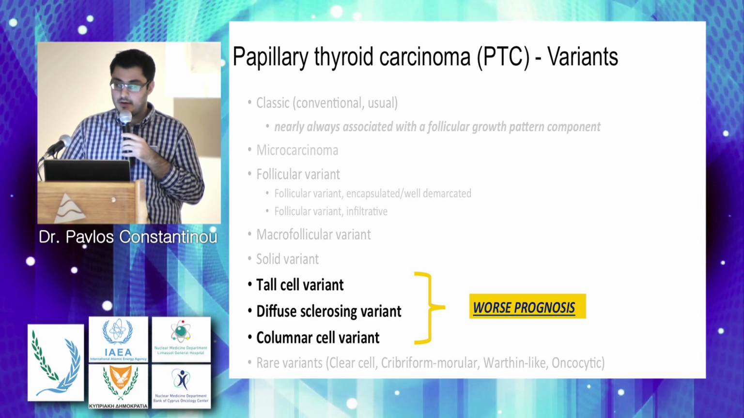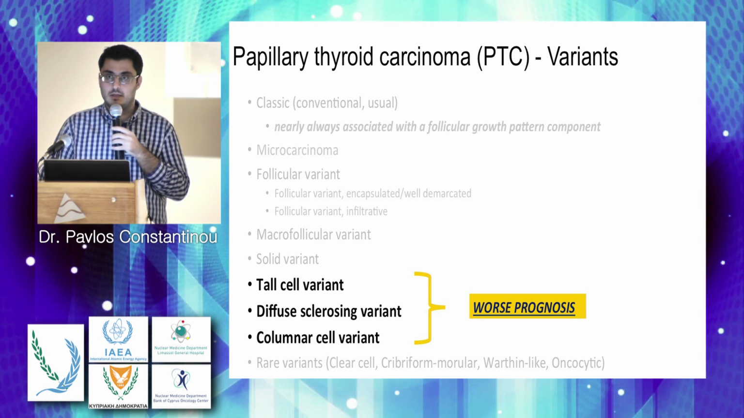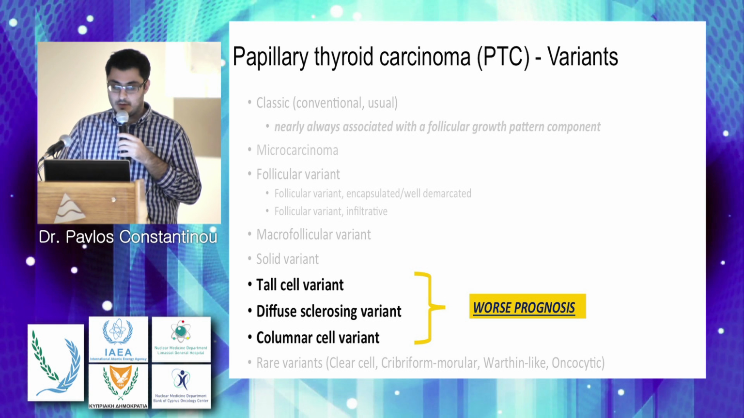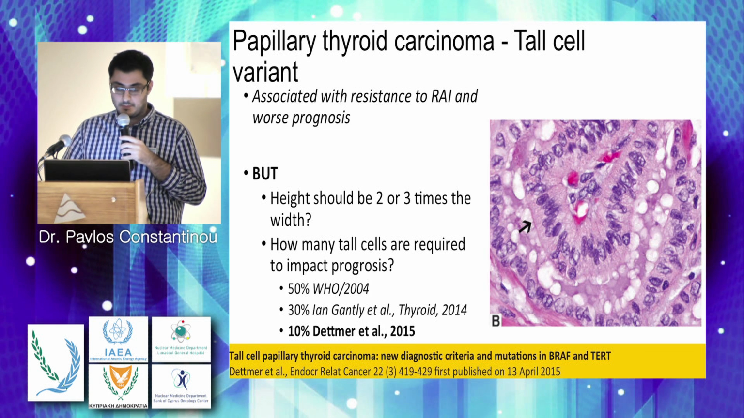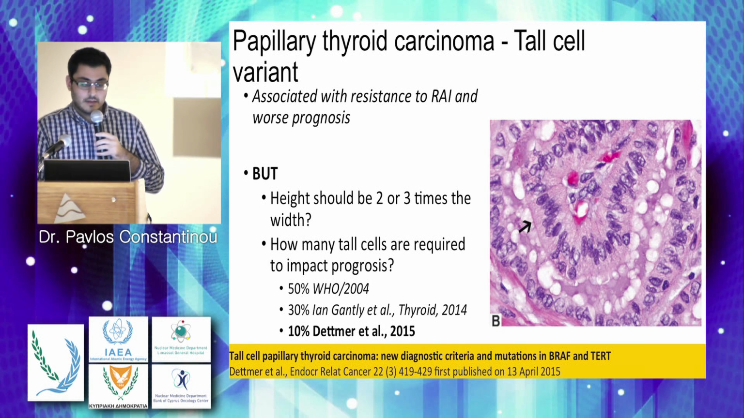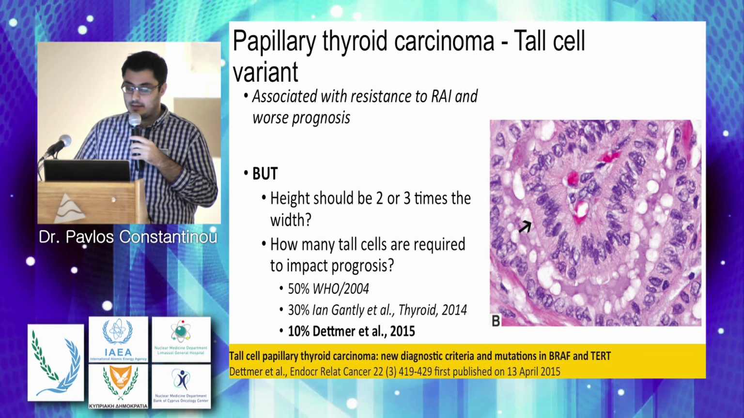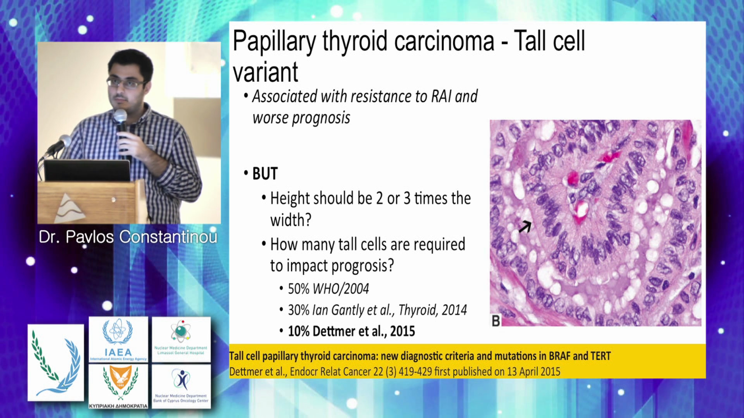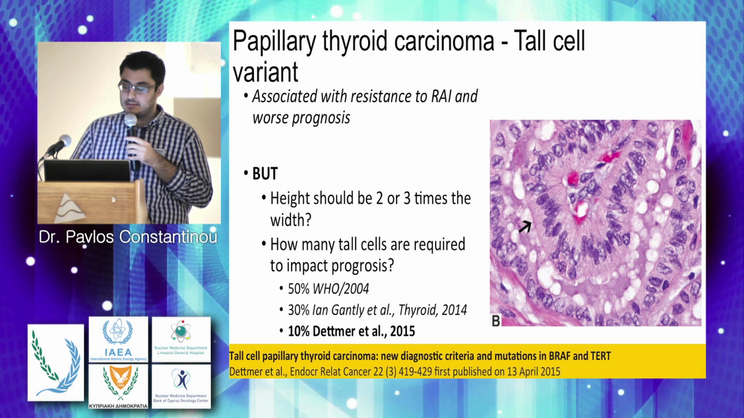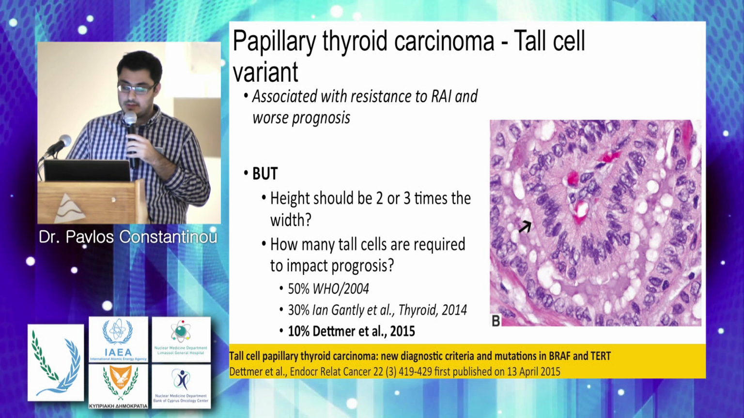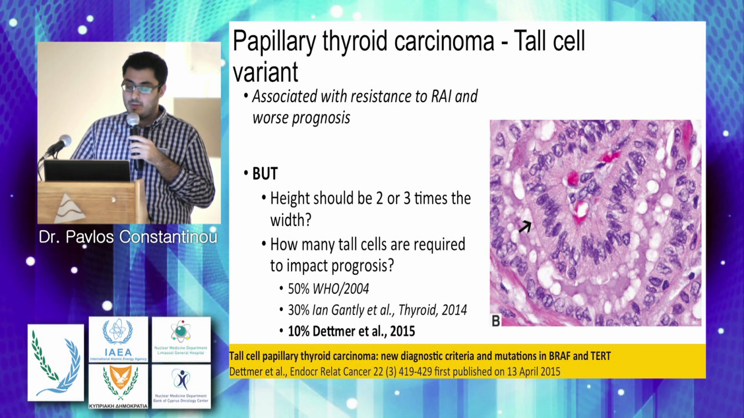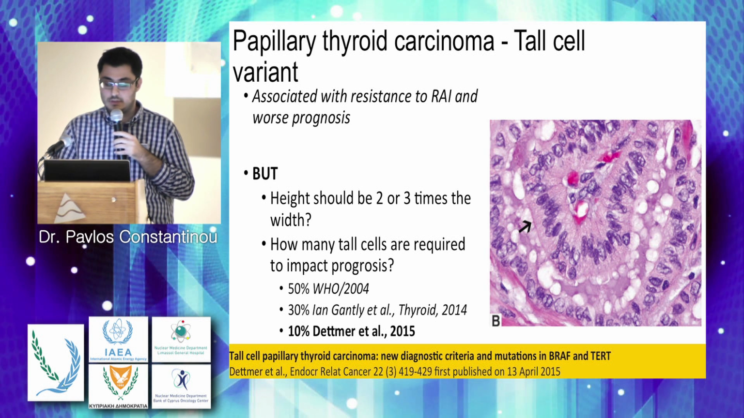for the tall cell variant, because there are some very interesting new data for this variant of papillary thyroid carcinoma. Tall cell variant is associated with resistance to radioactive iodine and a worse prognosis. However, there are some issues that need to be solved. The height of these neoplastic cells should be 2 or 3 times the width. And how many tall cells are required to impact patients' prognosis?